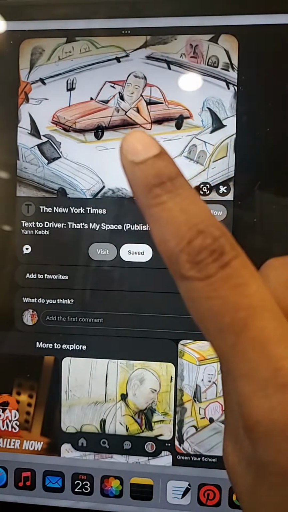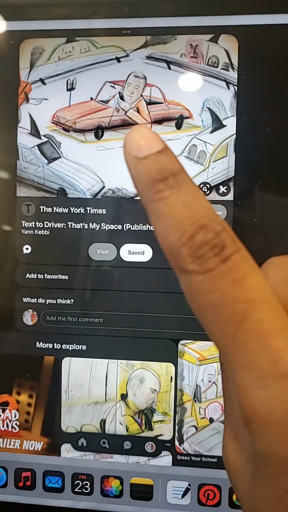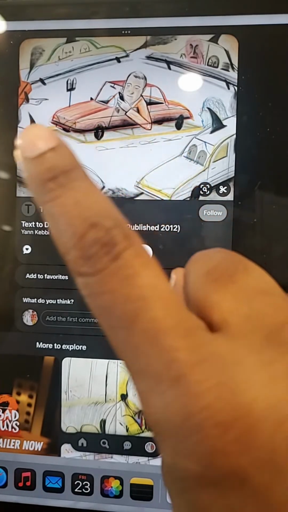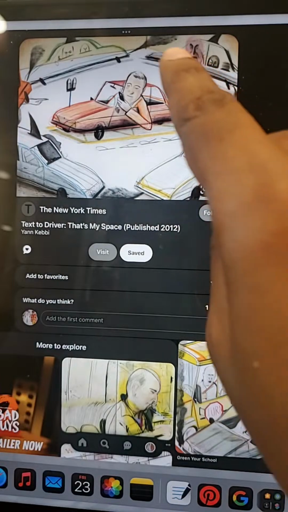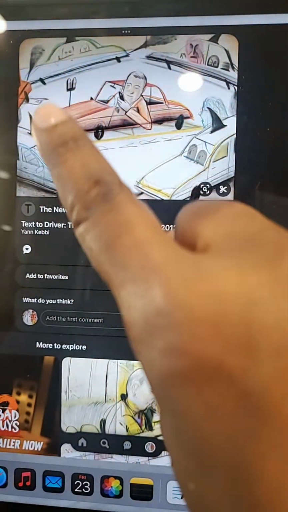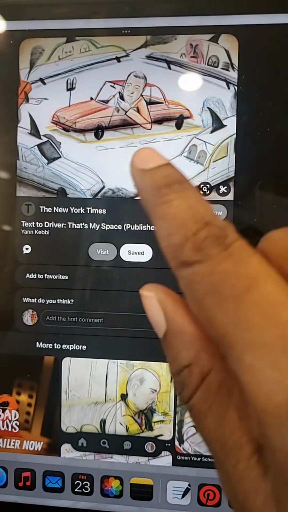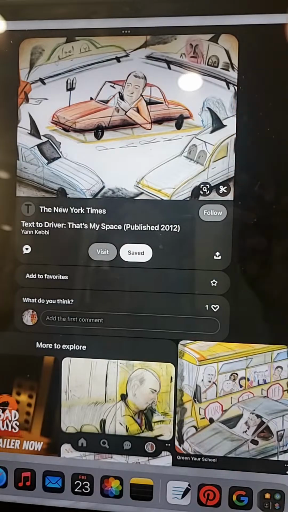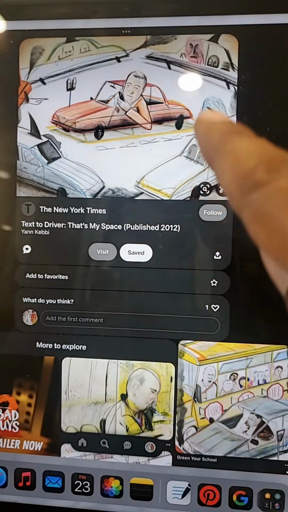Like this guy is looking at his phone. He's parked in a parking space, and then you see all the cars surrounding him. They have shark fins on the top of the car because they're eyeing him, ready for that parking spot, wishing that he would leave so that they could jump in.